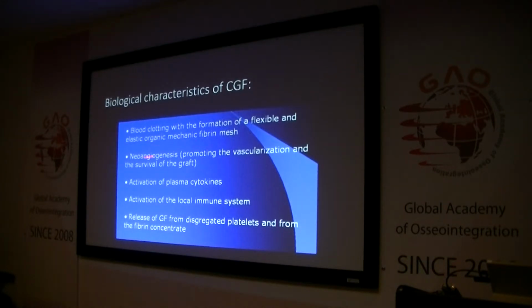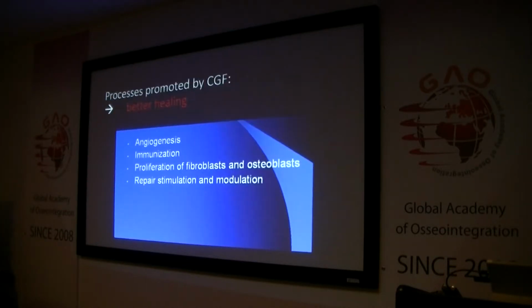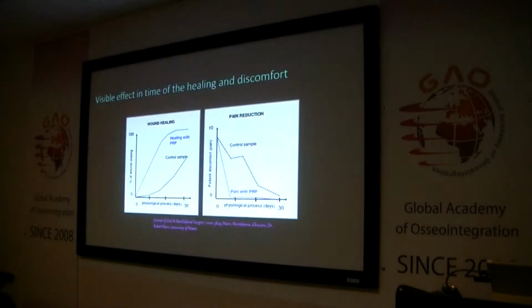So we get a fiber mesh over here with the CGF. It allows the blood vessels to form quicker, therefore you get better healing. There's activation of cytokines, and also the local immune system gets improved. And there are lots of growth factors coming from the membrane that we make there. So in turn it allows the area to heal quicker, with less pain, and so on.